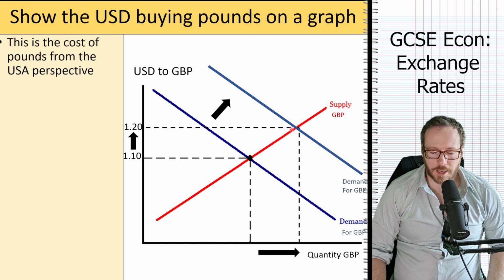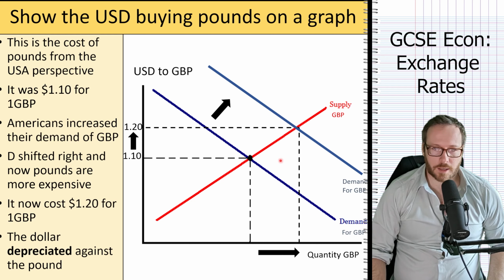If you think about it like any other product, think about it like a bag of potatoes, or like a mobile phone. Think about it as an object, and that makes it easier to understand. In this case, we can see the dollar depreciated against the pound because it cost you more dollars to buy it.